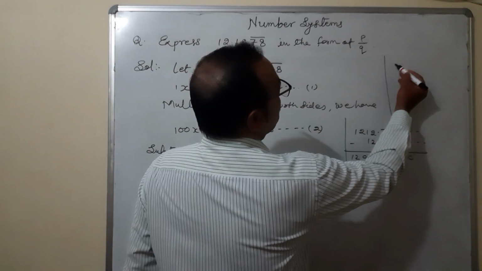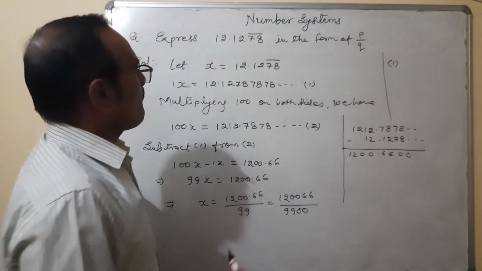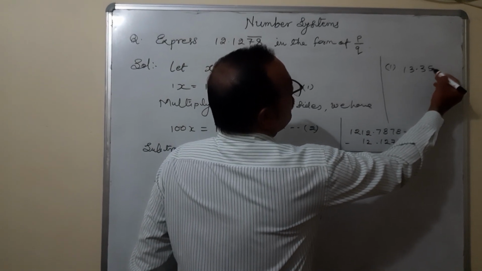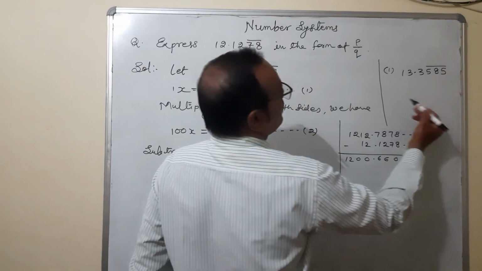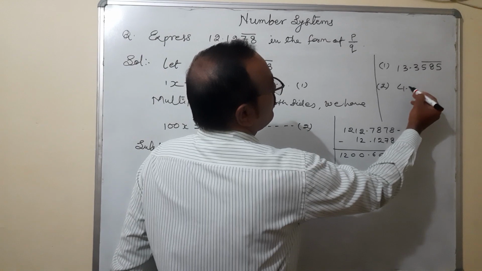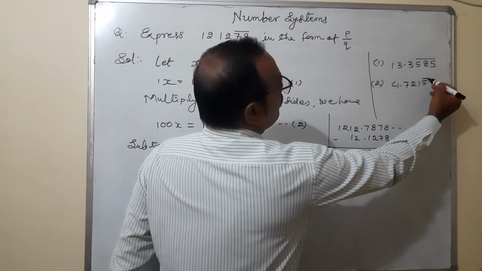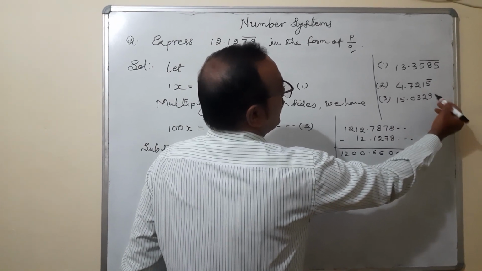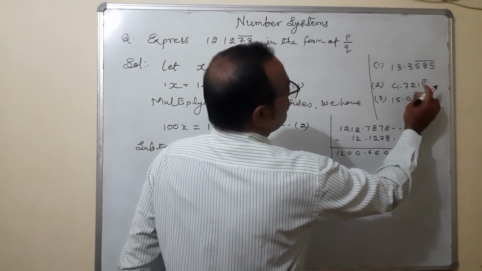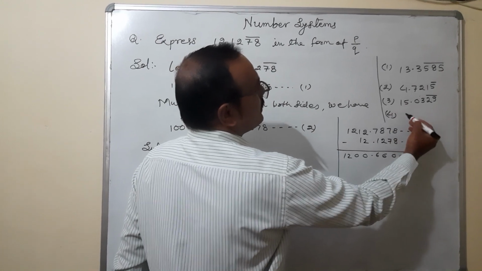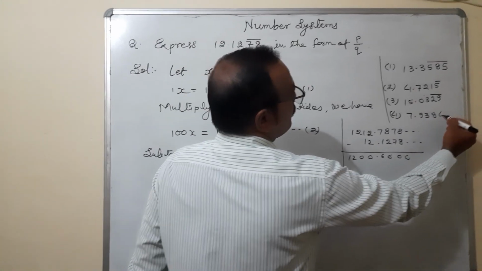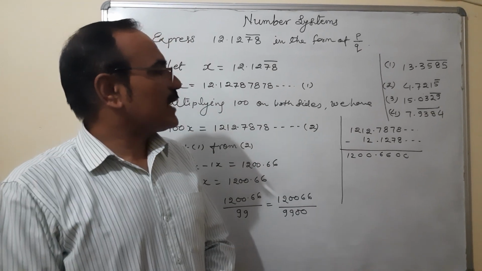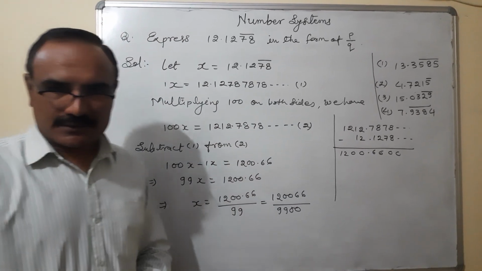Question number 1: 13.3485 with the bar on 3 numbers. Second question: 4.7215 with the bar on 1 number. Third question: 15.0329 with the bar on these 2 numbers. And one more question: 7.9384 with the bar on all 4 numbers. So this is the assignment for you, the 4 questions I have given. I hope you will solve these questions using the same method.